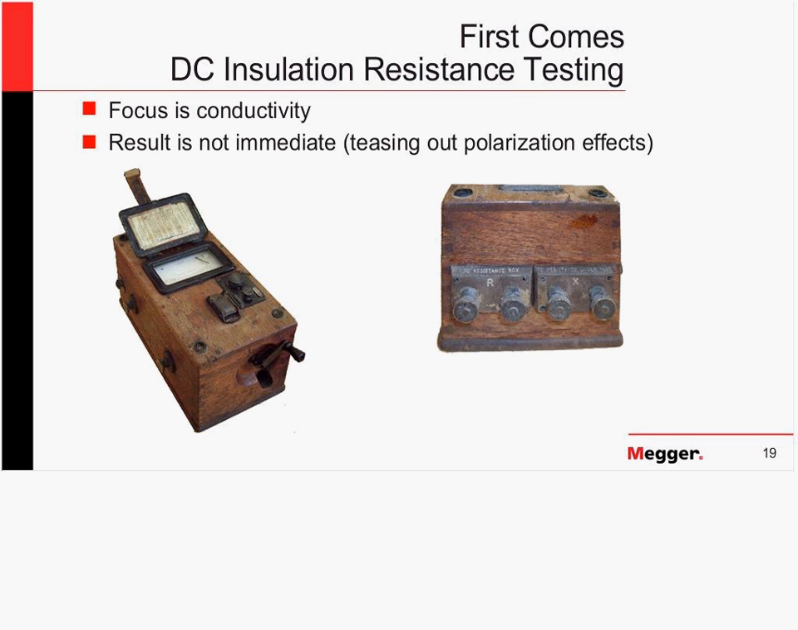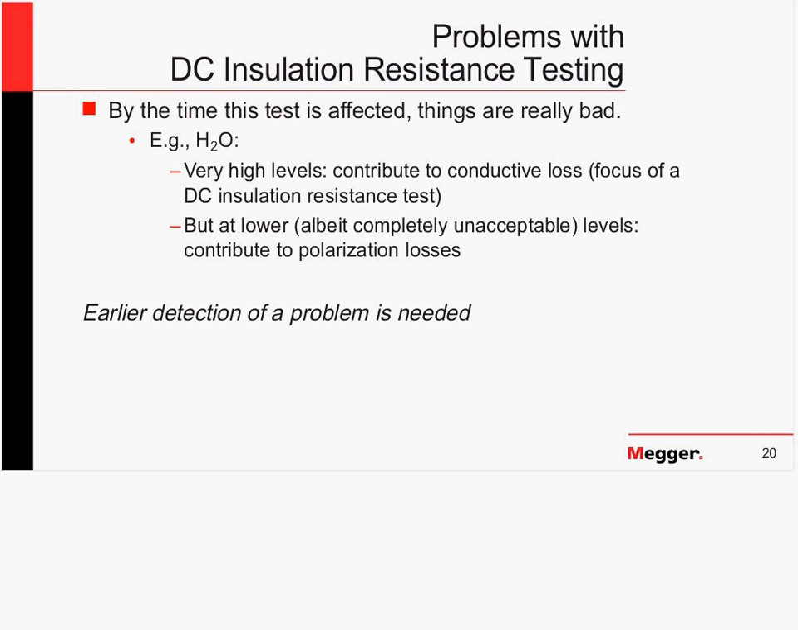So the question is, well, gosh, why did DC insulation resistance testing, you still see it done in forms on transformers, but why is that not the predominant industry-embraced method to assess dielectric health on a transformer? So what are the problems? One of the problems is, well, by the time this test is effective, then you know that things are really bad with your insulation system.